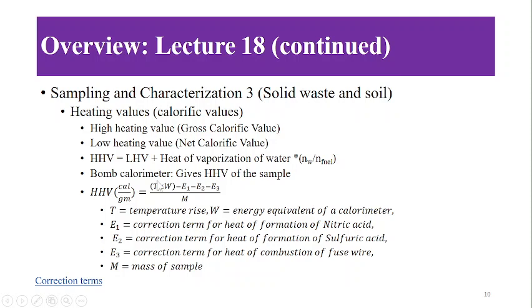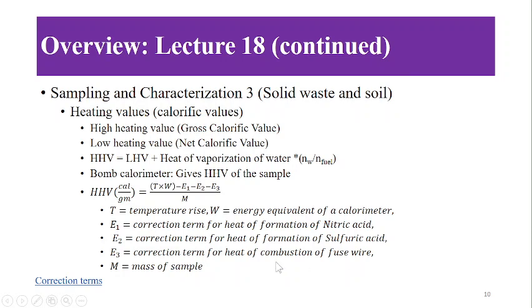measure the high heating value of the sample, and the formula is shown here, and the different terms are: T is the temperature rise, W is the energy equivalent of the calorimeter. So this is basically a calibration of sorts of the calorimeter. These are the correction terms E1, E2, and E3 based on the formation of nitric acid, sulfuric acid, and the combustion of the fuse wire.